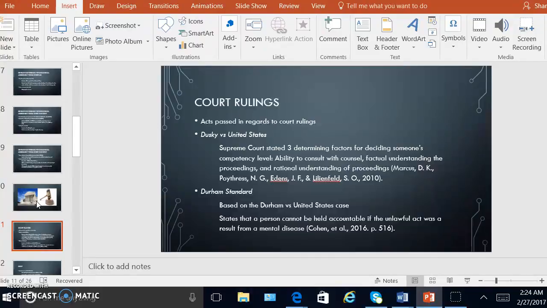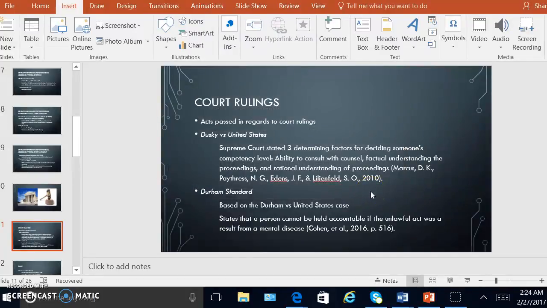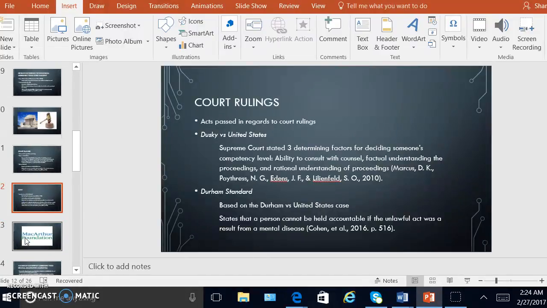We also have the Durham Standard, which was based on the case Durham versus the United States. This act states that the person cannot be held accountable for an unlawful act as a result of a mental disorder or a mental disease.